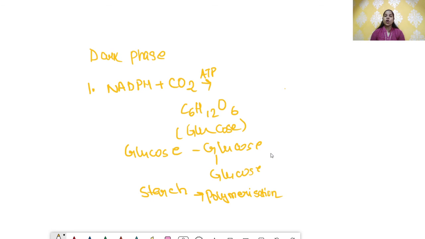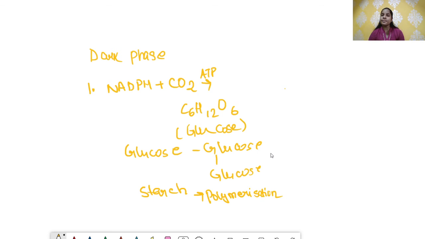So this is all that we need to study about the two phases of photosynthesis. One was the light phase and the other the dark phase. The difference we saw was that the light phase is dependent on light. The dark phase is independent of light, which means it takes place in the daytime, but for its activity it does not need light. Then we saw the site of occurrence. The light phase occurs in the thylakoids of grana, and the dark phase occurs in the stroma of the chloroplast.